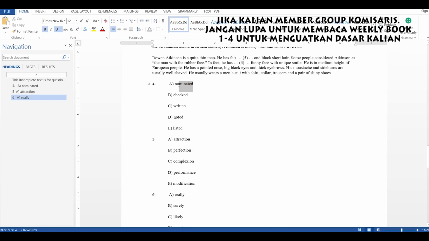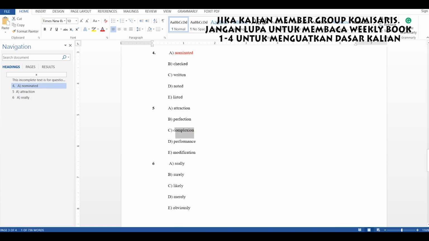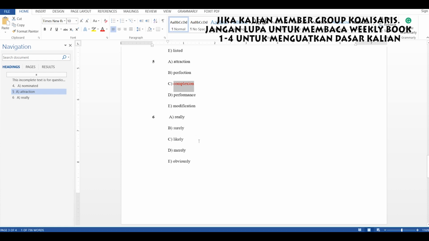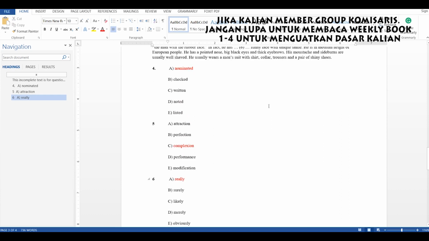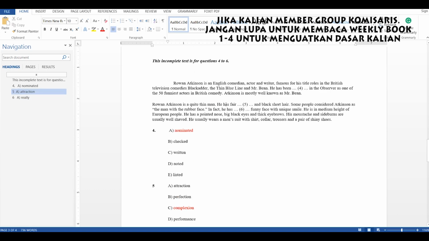Number 4 is A, nominated, 5 is C, complexion, and 6 is A, really. Why don't I give an explanation? Because I think all of you can explain it yourselves, right? Just open the dictionary and search for the meaning, and try to frequently open the dictionary and read it.